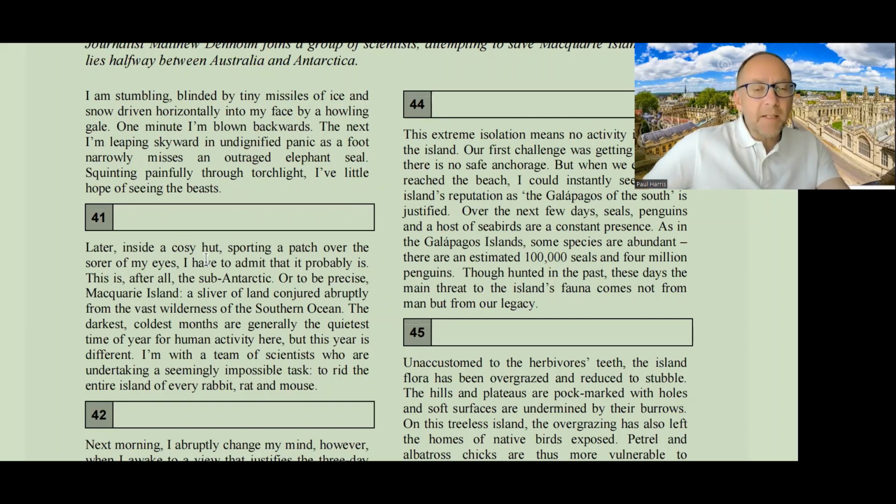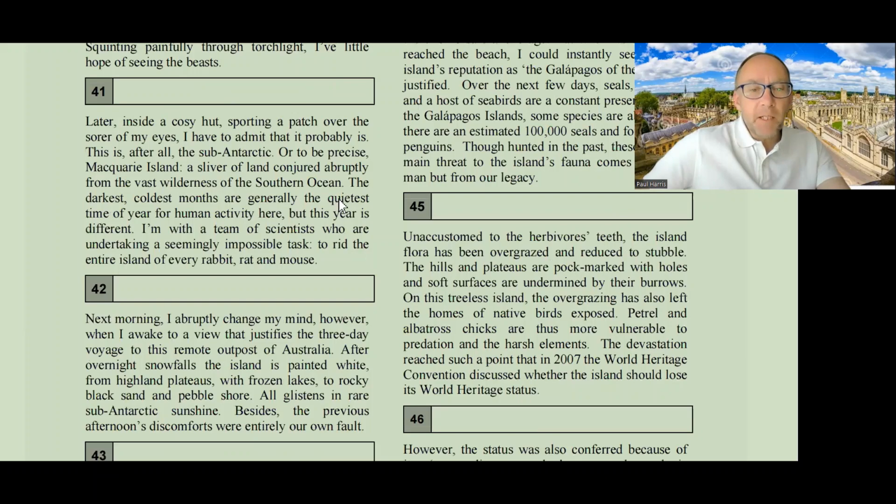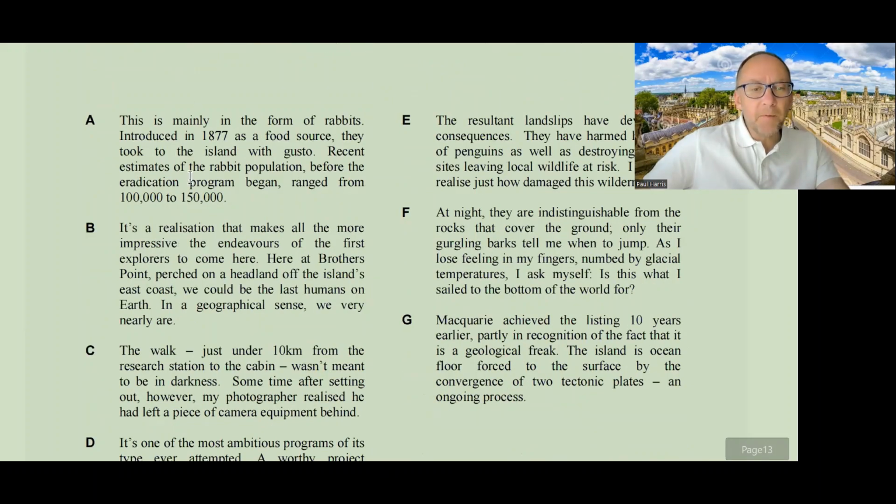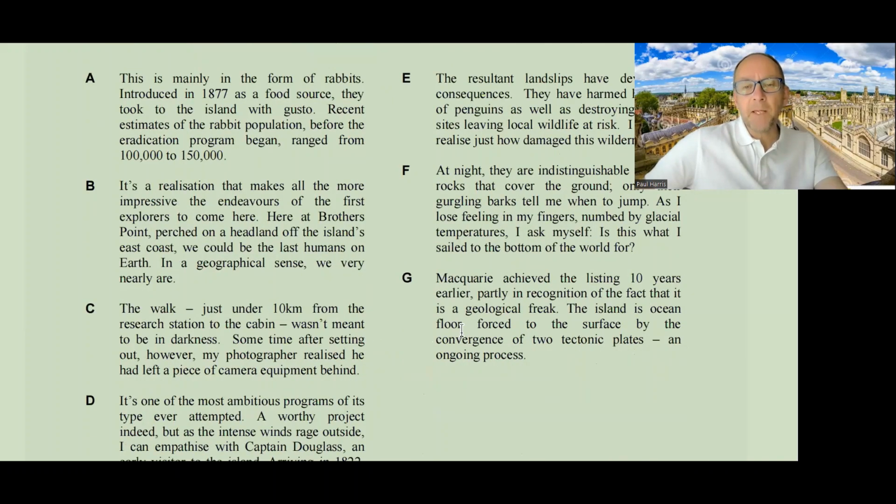Now, you'll need to find one section here that will go in this space. So it's worth reading through all of them at the beginning, okay? And I would suggest that once you've read through A, you put a little summary comment here, okay? So if you read through A, it says, "This is mainly in the form of rabbits, introduced in 1877 as a food source, recent estimates of the rabbit population." So we could put here that basically A is about rabbits and the introduction of that, okay?